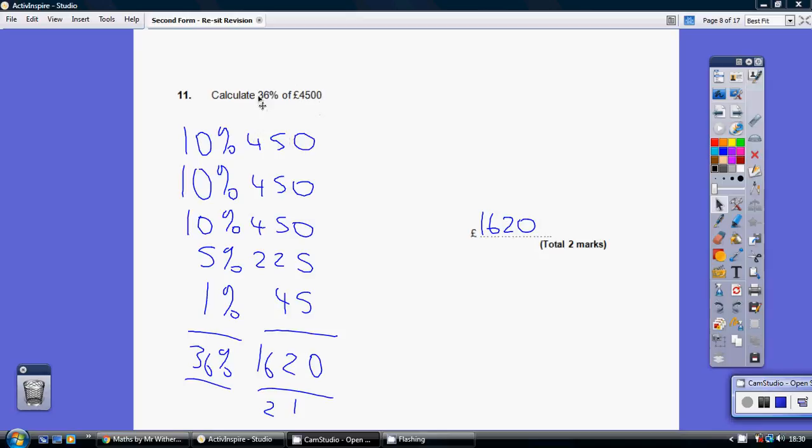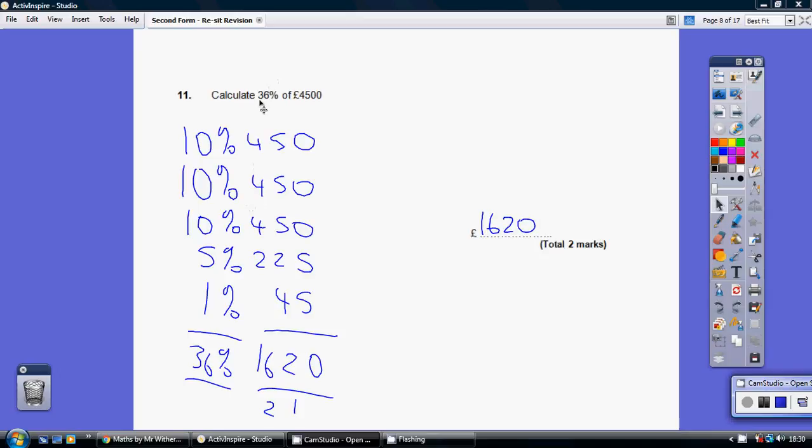Now to build up to 36%, we're going to need a 10, a 10 and another 10. Those together give us 30%. So a 10, a 10, a 10, or a £450, a £450, a £450. So far up to there we've got 30%.